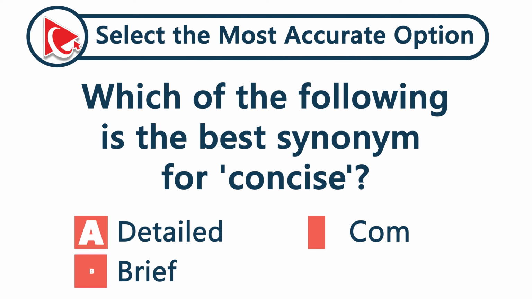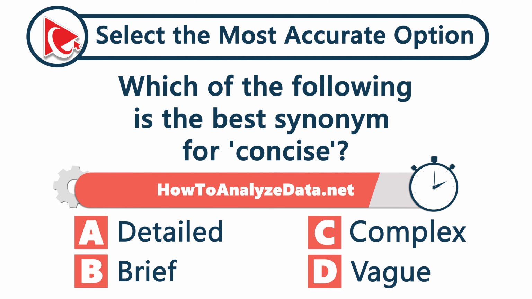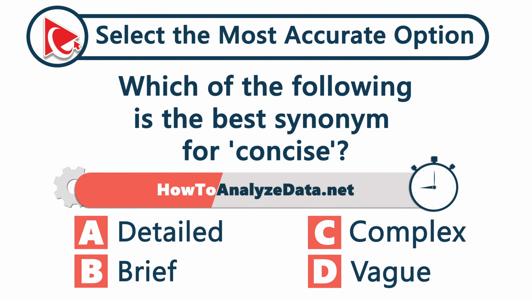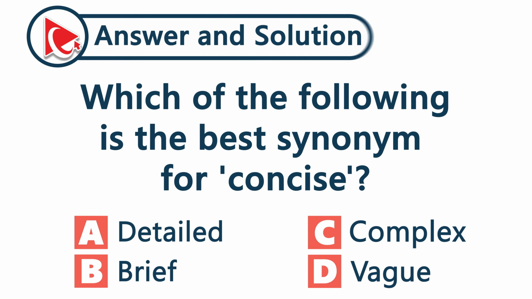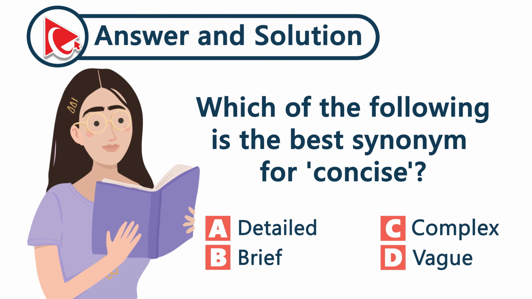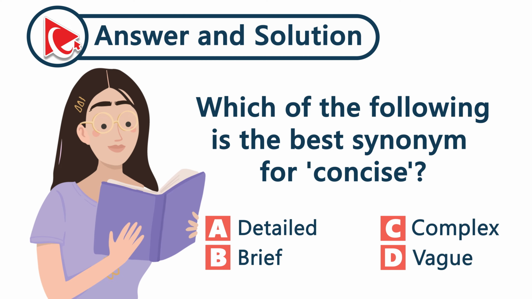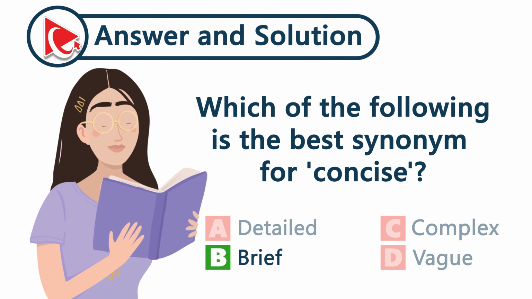Which of the following is the best synonym for concise? A. Detailed, B. Brief, C. Complex, or D. Vague? The trick here is knowing what concise really means. Something short, sharp, and full of meaning. Concise doesn't mean detailed, complex, or unclear. It means delivering the point in fewer words. So the correct answer here is choice B, brief.